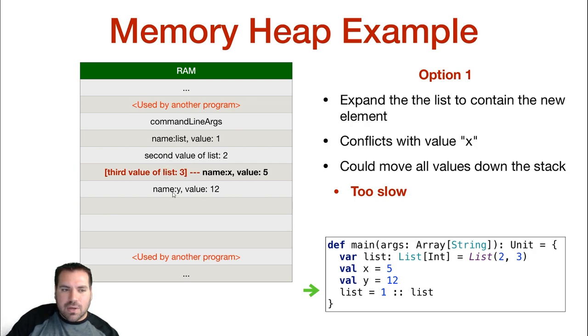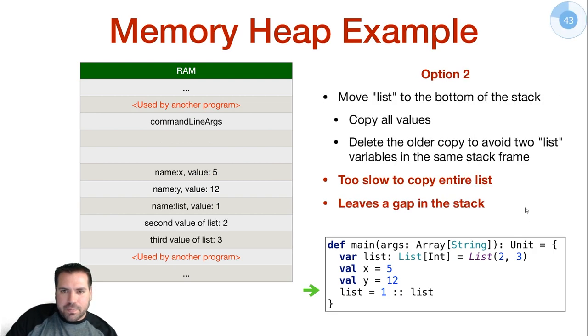One thing we could do is pop all the values off of the stack up until we get the list, then add 3, the next element, to the list, and then push all those elements back onto the stack to be able to get that dynamic allocation of memory. Problem is, if we just push all those values down by popping them all and then pushing them all, it's just too slow. We don't want to do that.